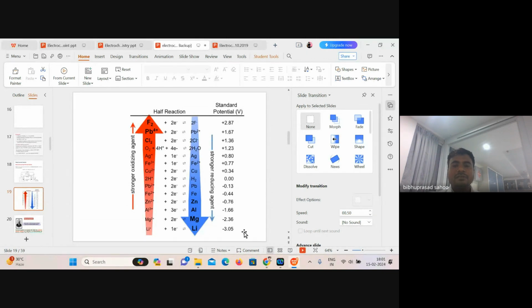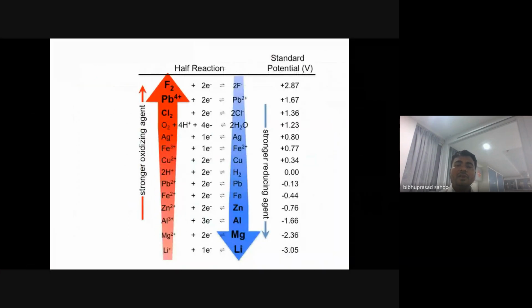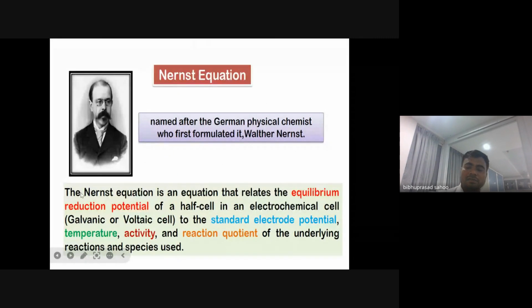This is the only value you have to remember, and that value will help you get all the data. That means if you know the standard reduction potential, which is positive, and I ask you the standard oxidation potential, you just simply add a negative sign. So no need to remember all those things. You only have to remember either oxidation or reduction. Here, completely this is standard reduction potential.